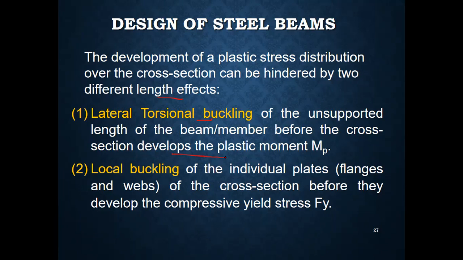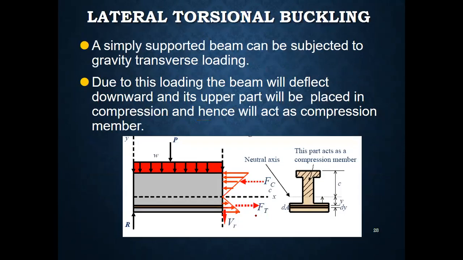buckling. Local buckling is basically the failure of the individual plates, either in the flanges or in the webs of the section. And this failure is also developed before the compressive yielding stress is reached. So the two types of failure to be noted are the lateral torsional buckling and the local buckling. And we must resist these two types of failures during the designing stage of the steel beams.